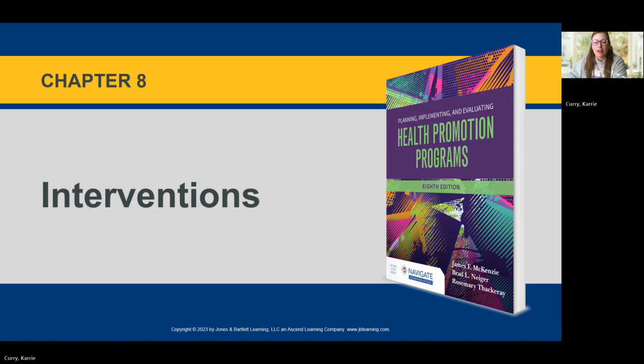Up to this point, we have focused on assessing needs, setting goals, and identifying priority populations. Interventions are where those plans become real. This chapter focuses on how we design, select, and implement actions that actually influence health outcomes. As you listen to this lecture, keep one idea in mind. Interventions are never neutral. They reflect the values, assumptions, and power, especially around who defines the problems and who decides what solutions look like.